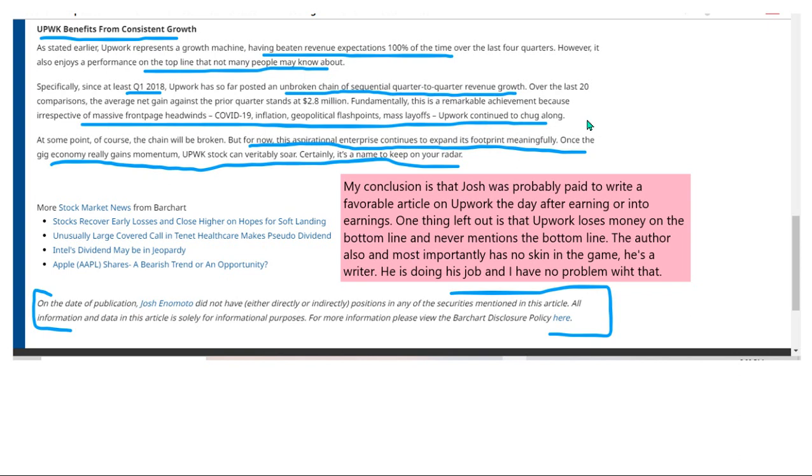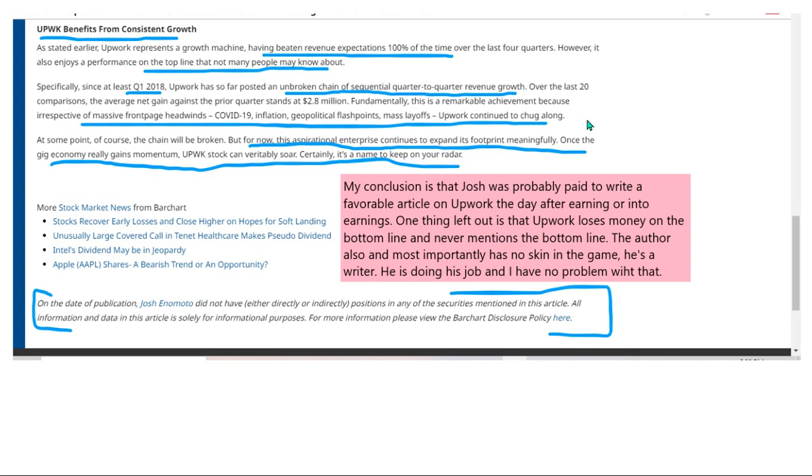But for now, this aspirational enterprise continues to expand its footprint meaningfully. Once the gig economy really gains momentum, an assumption in my opinion, Upwork stock can veritably soar. Certainly, it's a name to keep on your radar. So he's made this bullish case for this company.